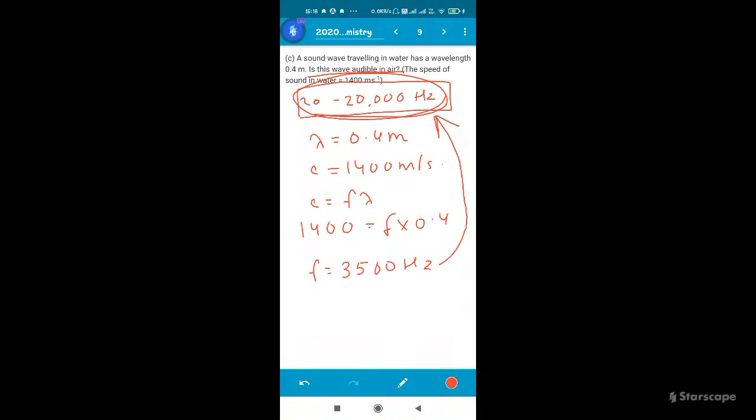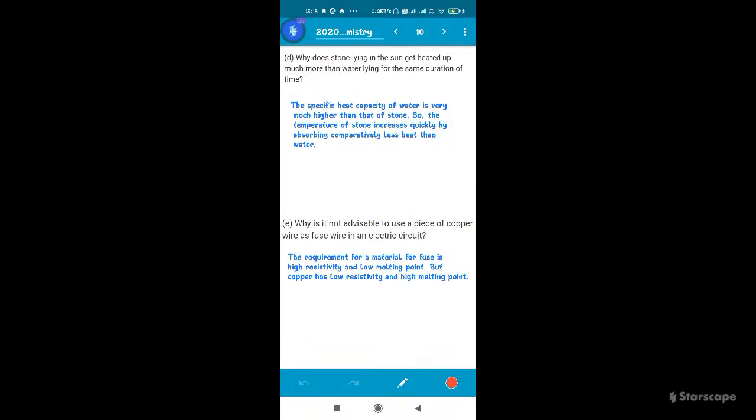If the examiner who is checking your question paper is in a mood to cut marks for every small mistake you make, in that case you might lose marks. So don't leave any space for those people to cut your marks. Make sure that you are writing everything nicely. Okay, let's move on to the next question now.